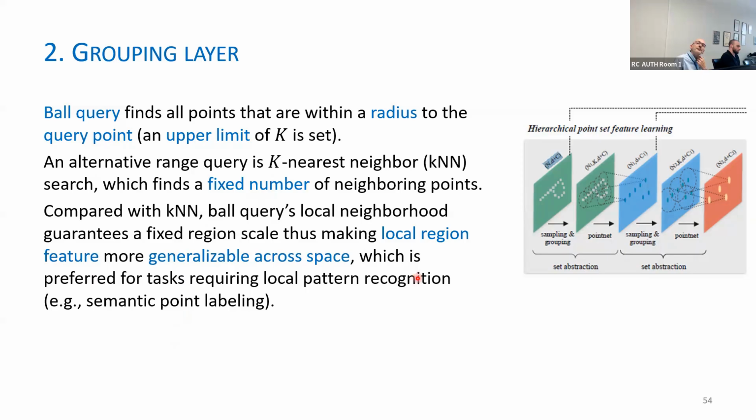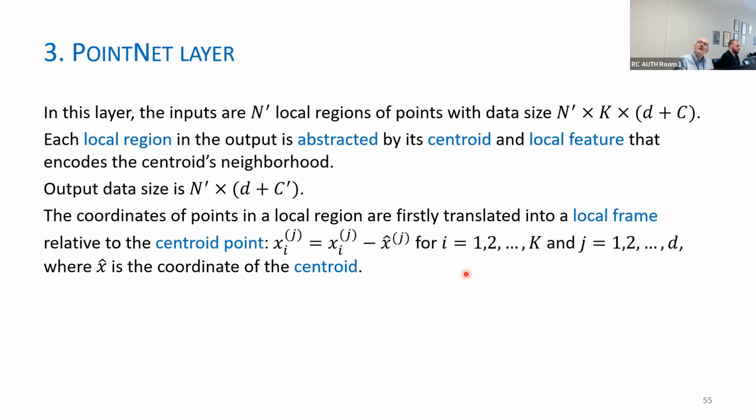So here there is also this comment. According to this, using bulk query seems to work better because in this case, the dimension of the region is kept the same, different from the key. So this is basically the way we pass from this input set to the first abstraction level. And then the PointNet is applied.